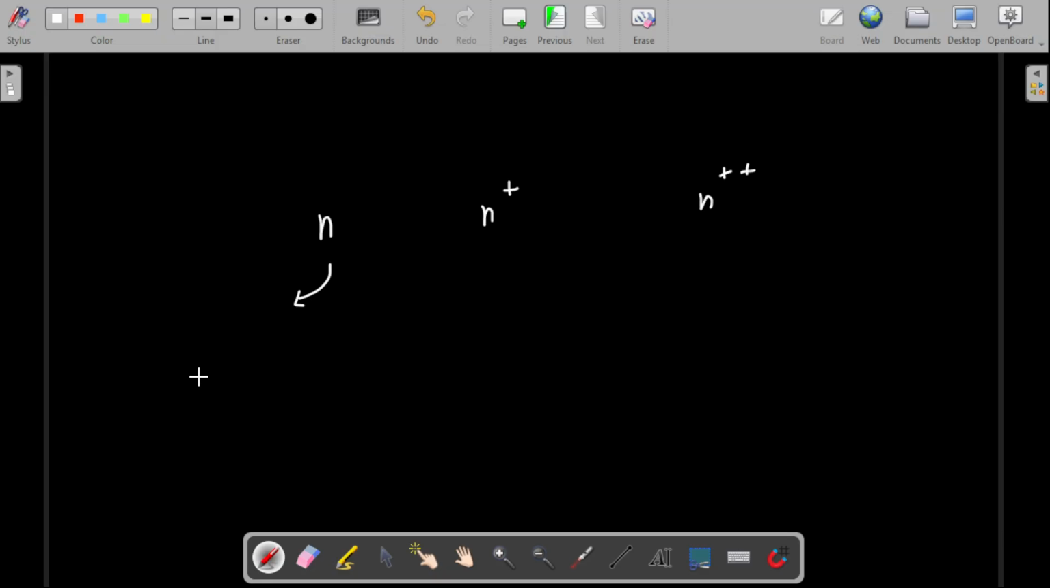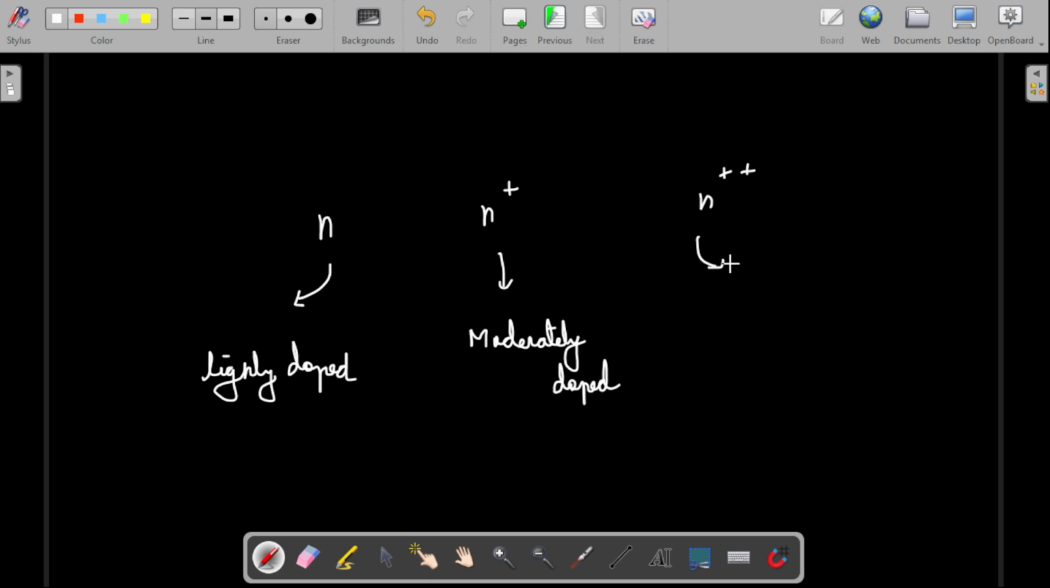This is lightly doped. This is moderately doped. And this is heavily doped. Mostly in heavily doped cases only will we get degenerated semiconductor behavior. Not all heavily doped ones are degenerate; heavy doping together with an increase in temperature is the root cause of the degenerate semiconductor. I hope this is very understood for you guys.